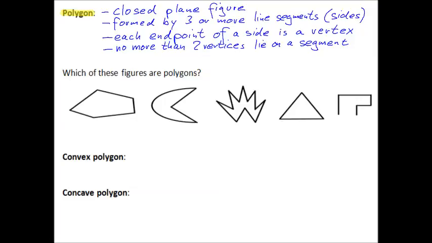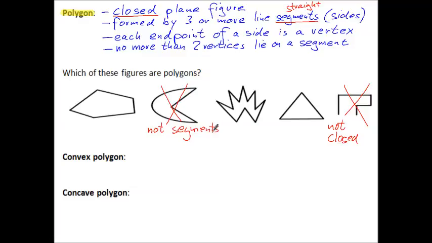So let's use these definitions to determine which of these figures are polygons. Polygons are closed plane figures. And if we look at this figure here on the right, this is not closed. So that is not a polygon. They are formed by 3 or more line segments. And when we say line segments, we mean something that is straight. It's a straight line, not curvy like this one here. So this is not a polygon because it's not made up out of segments.